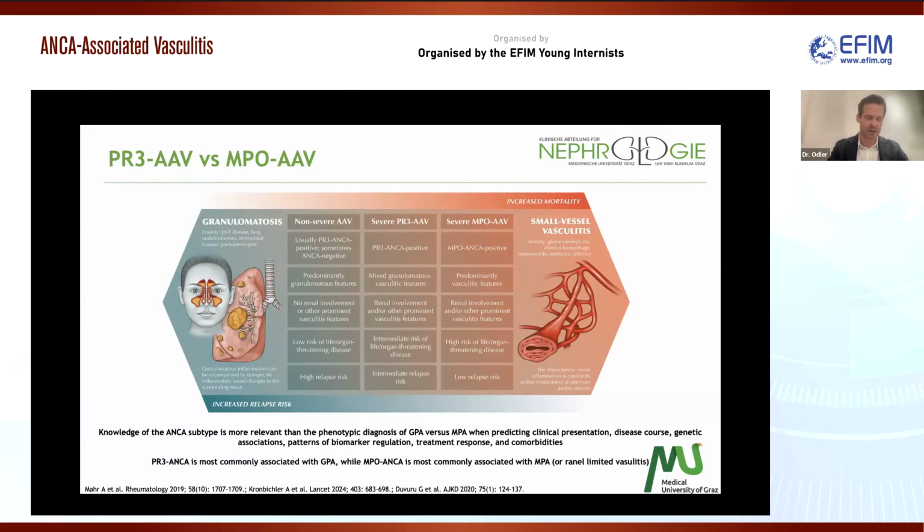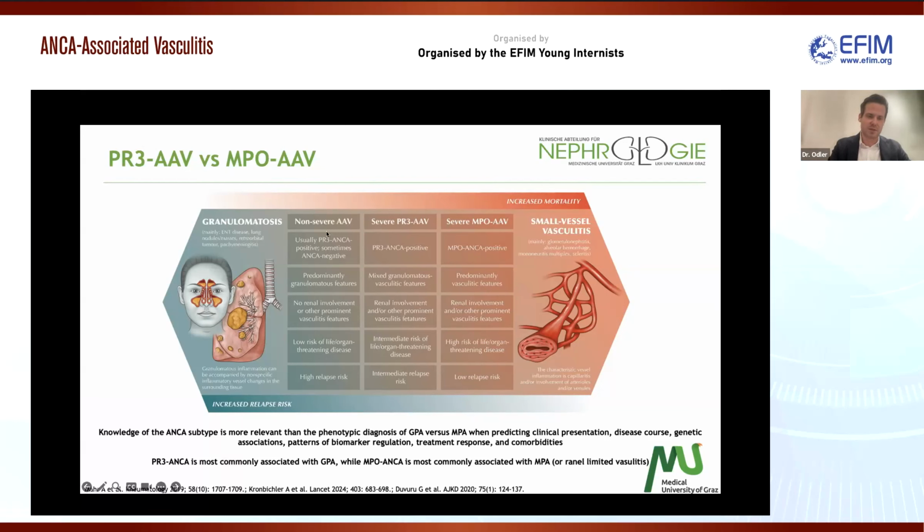One of the current controversial issues in ANCA-associated vasculitis is the definition of disease based on clinical phenotype like GPA or MPA, because there is a significant overlap in clinical features between these two diseases. It has been suggested that ANCA-associated vasculitis should be classified according to ANCA specificity, like PR3 ANCA disease and MPO ANCA disease, because knowledge of this ANCA subtype is more relevant than the phenotypic diagnosis like GPA or MPA when predicting, for example, clinical presentation, disease course, or treatment responses.